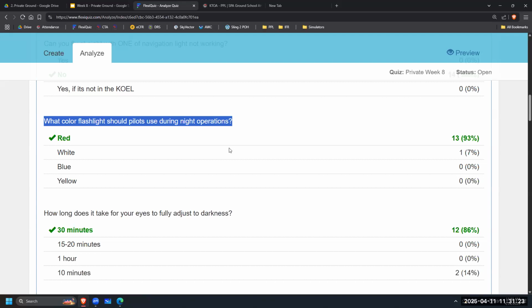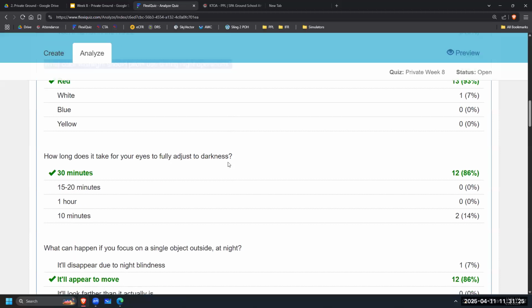How long does it take for your eyes to fully adjust to darkness? It's going to be 30 minutes. What happens after 10 minutes? Anybody remember the answer? After 10 minutes, your eyes get 100 times more sensitive. After 30 minutes, your eyes get 100,000 times more sensitive to lighting.